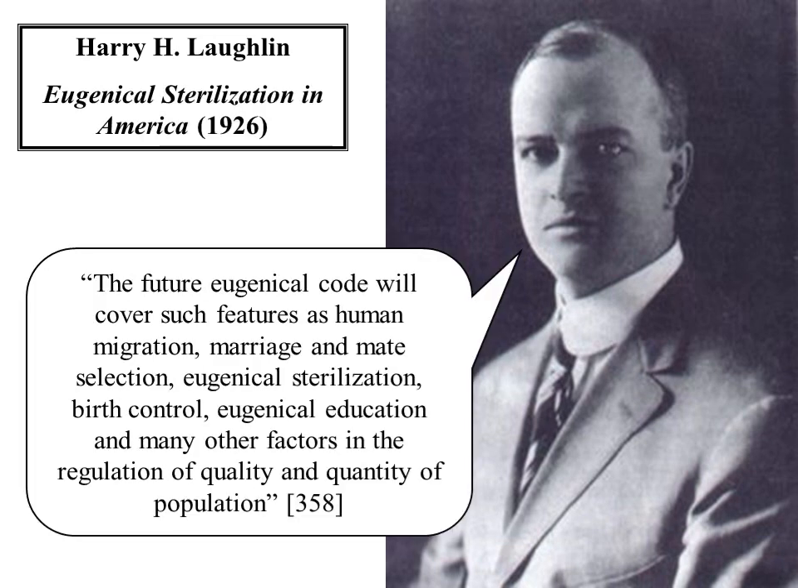In 1926, he published a book called The Eugenical Sterilization in America, and he was, obviously, hopefully as has come across, extremely influential in the American movement for negative eugenics. And he talks about the future eugenical code will cover such features as human migration, marriage and mate selection, eugenical sterilization, birth control, eugenical education, and many other factors in the regulation of quality and quantity of population.